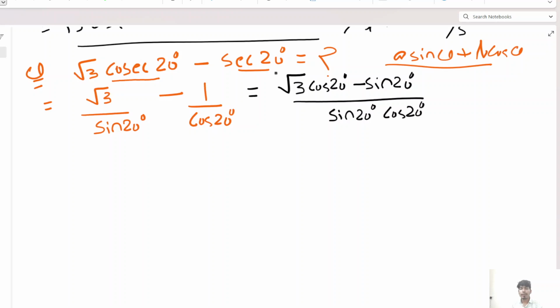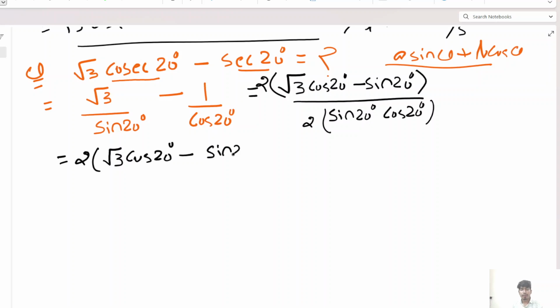Then if we multiply by 2 and here also 2, then this becomes 2 into (root 3 cos 20 minus sin 20), and this becomes sin 40, because 2 sin A cos A is sin 2A, so sin 40, 2 into 20. Then we have to solve this.